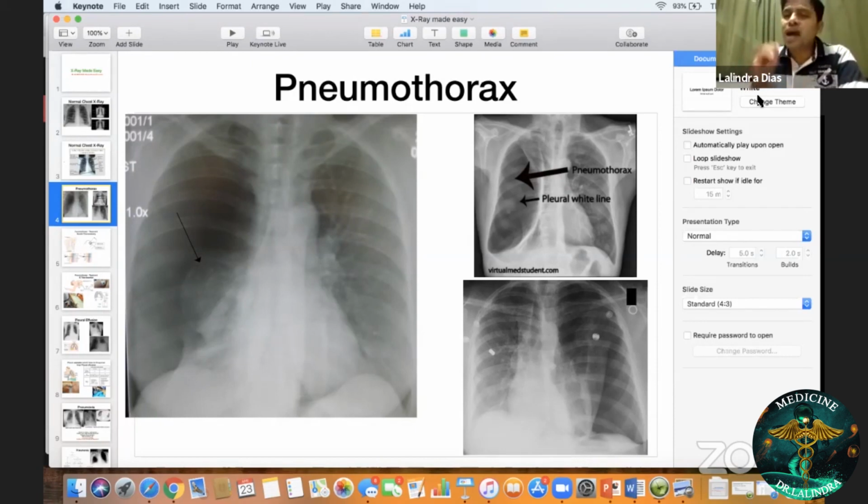But if you got air between the parietal pleura and visceral pleura, there is gas in the pleural space, and that is called pneumothorax. Pneumothorax.